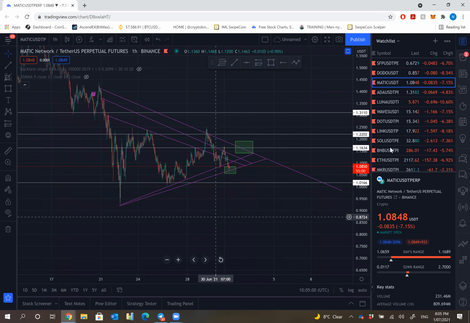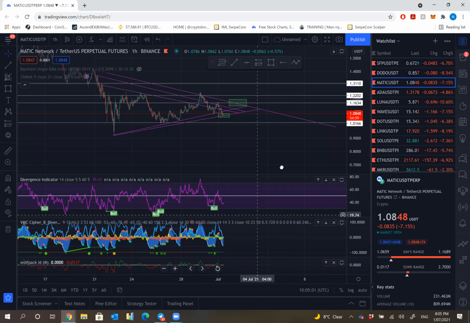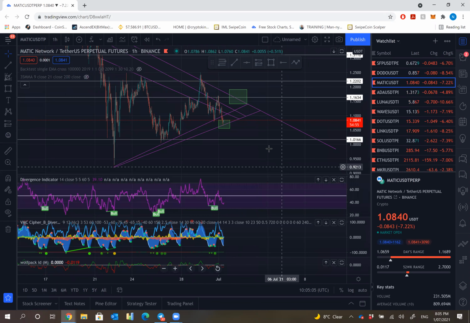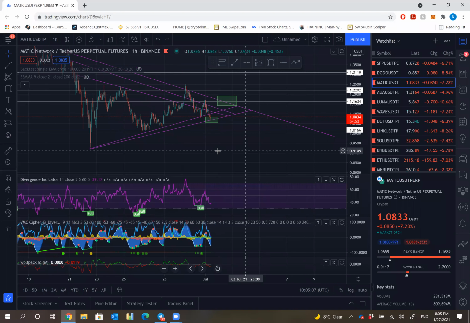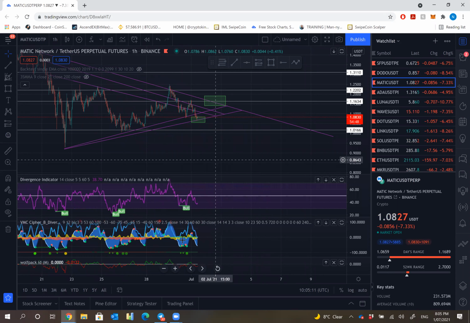So for me, with Matic, I'd leave that. I'd keep watching it. It looks like a good coin that could pop, but I would not enter that trade just yet, just because there's no confirmation for me.